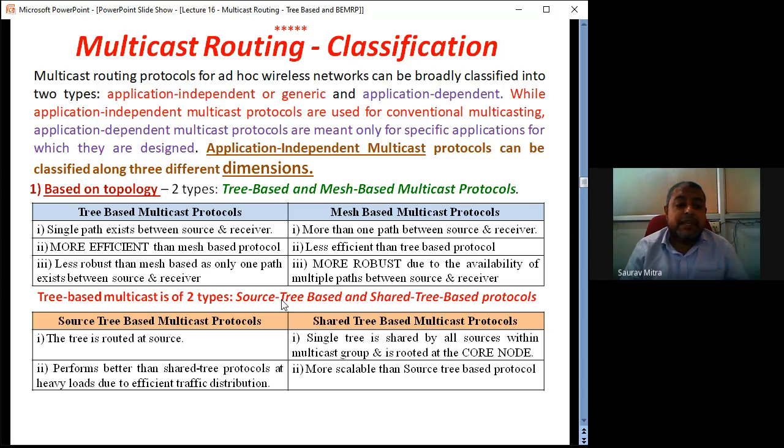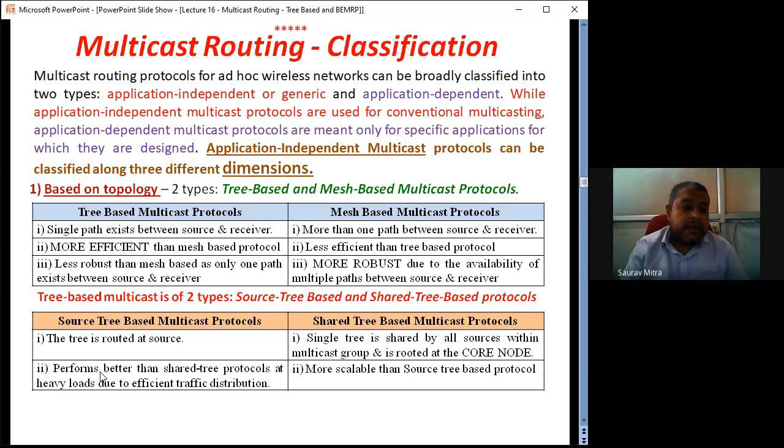Tree-based multicast can be source tree-based or shared tree-based. In source tree-based, it is rooted at the source, so from the source itself the routing starts. But in shared tree-based, a single tree is shared by all sources within the multicast group and is rooted at the core node. So source tree-based is based on only one node, but in shared tree-based there is one tree which is shared by different other sources.